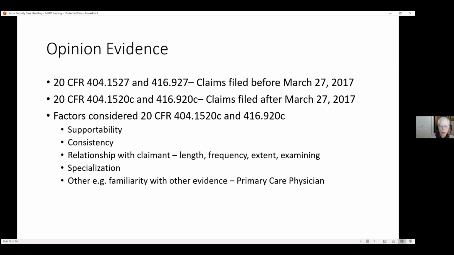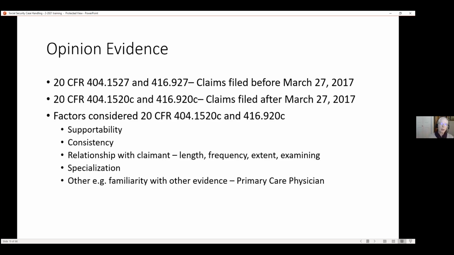They say persuasive. Now you don't say weight anymore, persuasive. Relationship with the claimant: if it's a neurologist that's been treating your client, sees him every month for the past 3 years, that's going to be more impressive than a neurologist who sees him once a year. A primary care physician who sees a person all the time, and familiarity with the evidence, can make a difference, because the primary care physician is one of the few people that may see all the records, the neuro records, the physical therapy records, the psych records.